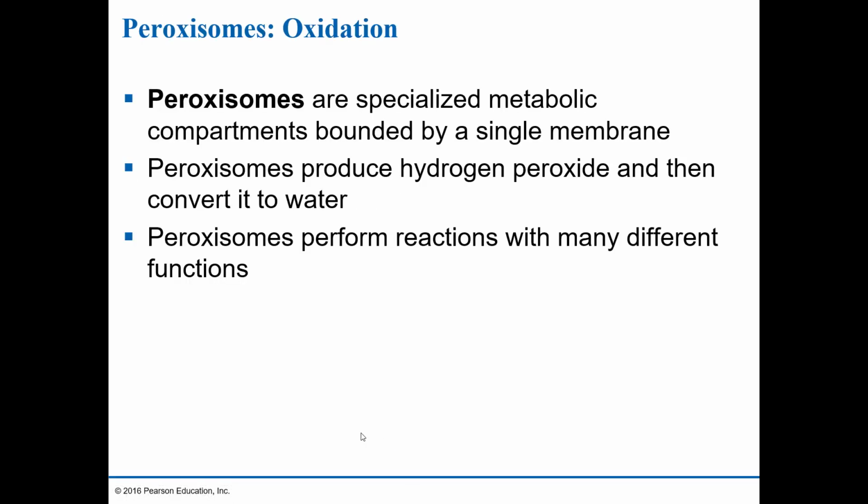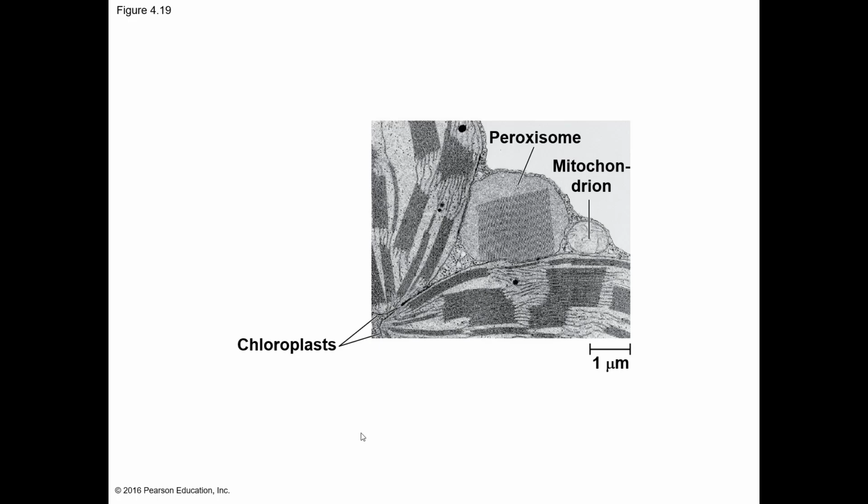Now, peroxisomes, that was the other thing that we mentioned really briefly earlier. These are specialized metabolic compartments. They're bound by a single membrane. This is what makes it so easy for me to remember. They're called peroxisomes, and they make hydrogen peroxide and then convert it into water. If you have ever noticed, hydrogen peroxide is always in a really dark container. If you were to have it in a clear container like rubbing alcohol, the interaction with the light would convert it into water. So that's why it's always in a dark container. And this is just a picture of a peroxisome.